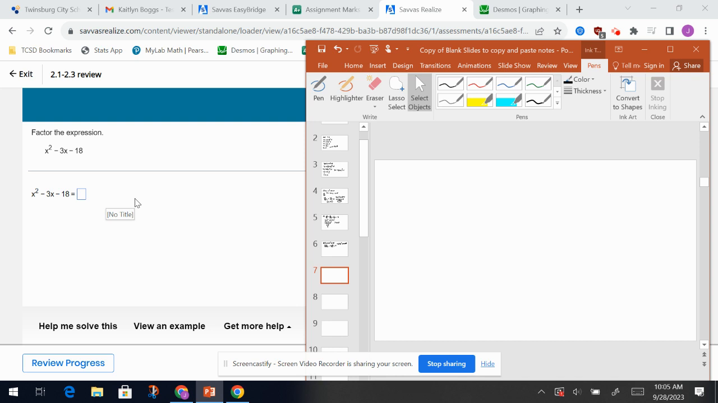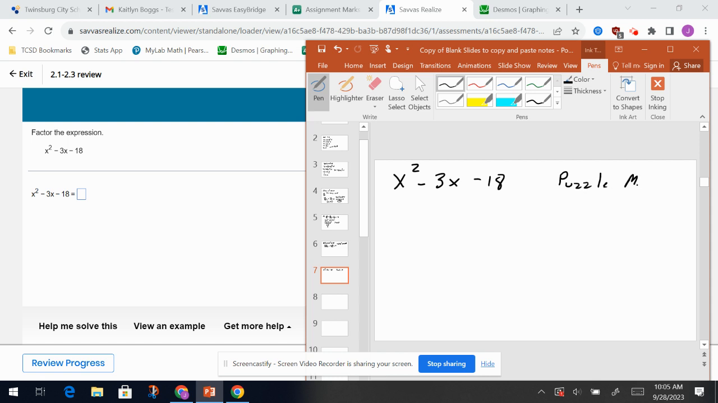All right, with the factoring, I'm going to keep this all on the same video. So I'm going to do number 8, 10, and 11 all on this video. This is just factoring. So I've got x squared minus 3x minus 18. This is what I call the puzzle method.